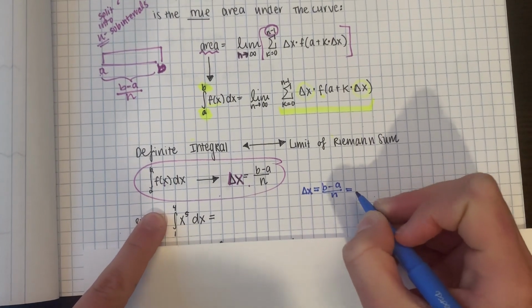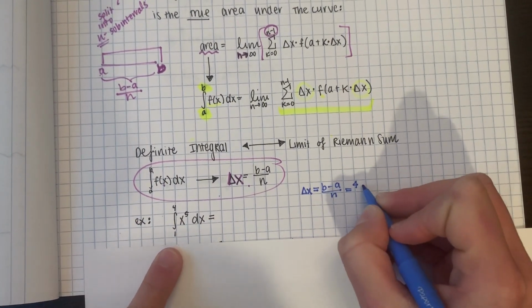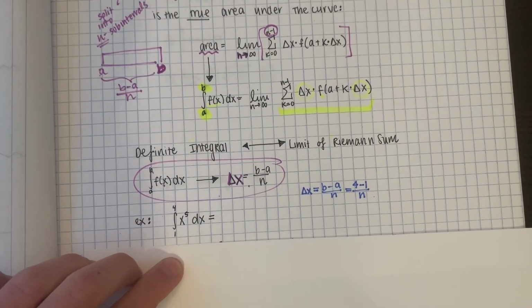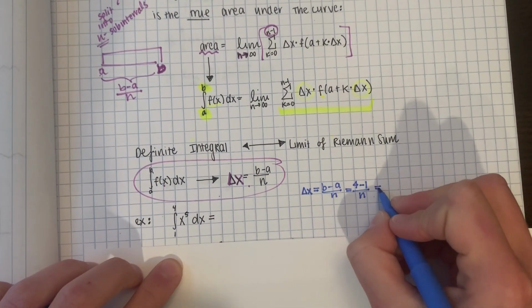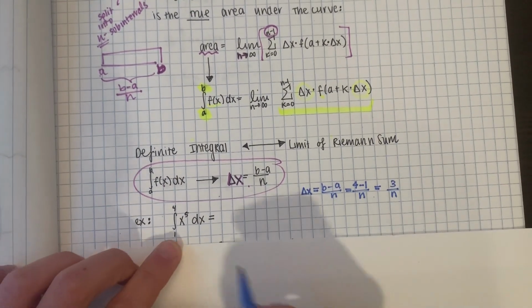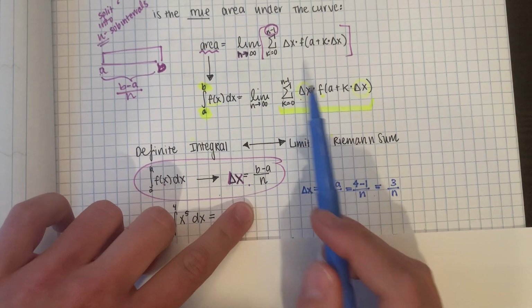What's my b value? 4. What's my a value? 1. Do we know how many subintervals there are? No, we want them to go to infinity, so it's going to stay n. So delta x is 3 over n. The next thing is looking at our limit definition.